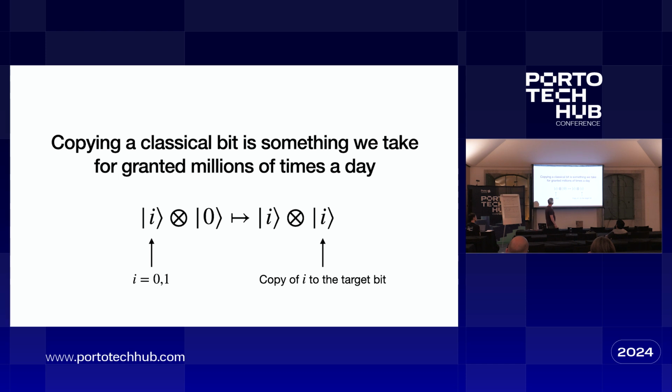So copying a bit is something we do millions, billions of times a day, right? We just assume that we can take an image on our hard drive, a photo of one of these azulejo buildings, and send it to my daughter in Barcelona, and she'll get a perfect copy of all the bits in this image. So this is a process.